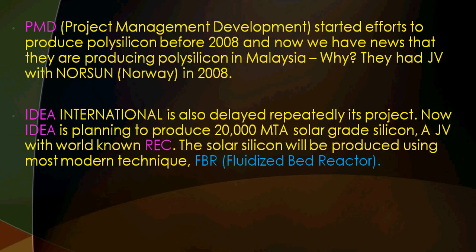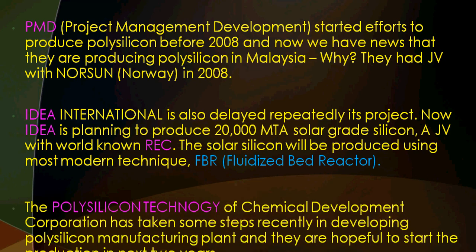Idea International also delayed its project repeatedly. Now Idea is planning to produce 20,000 metric tons of solar grade silicon, a joint venture with world known REC. The solar silicon will be produced using the most modern technique, FBR, fluidized bed reactor. However, this news is also a few years old and nothing happened in these last few years.